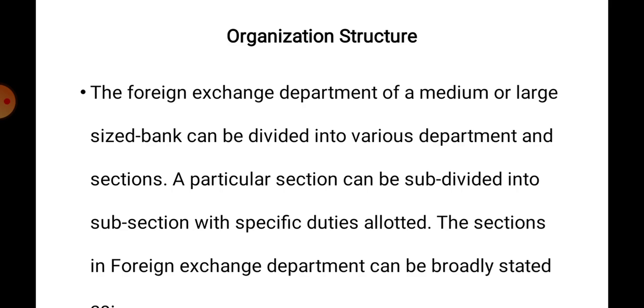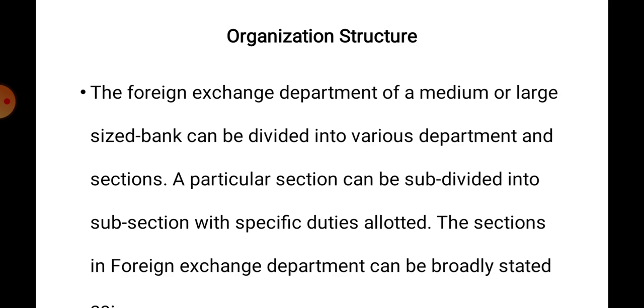Now we shall move to the next concept, organization structure. The foreign exchange department of a medium or large sized bank can be divided into various departments and sections. Such departments are looked after by a senior person not lower than the category of branch manager, having both administrative and operational know-how as well as discretionary powers of advances required from time to time by the clients.